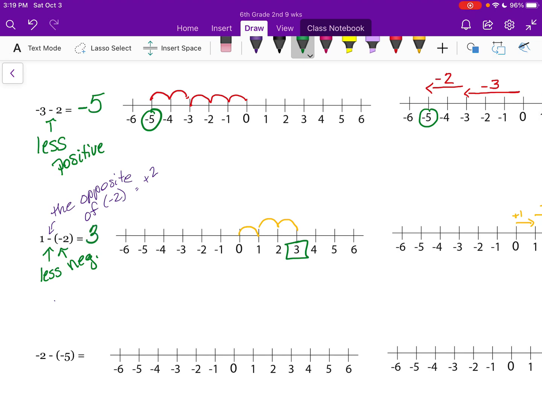I think I'm going to put that underneath here. Less negative is the same thing as more positive. If we're getting less negative, we are going to get more positive.